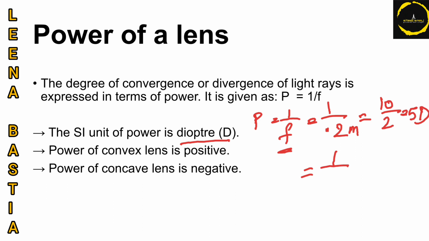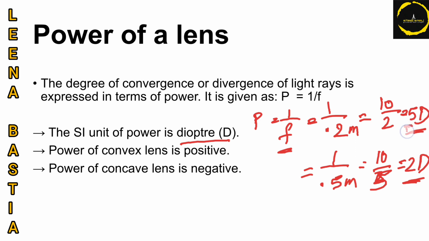Similarly for case 2, it is 1 by 0.5 meter. So this becomes 10 by 5, so it will be 2 diopter. In the first case we saw that the power is more, so here you got the value more. In the second case, because the focal length was longer, the power is also less. I hope this is clear. Now you can see that the power value we got is plus 5.